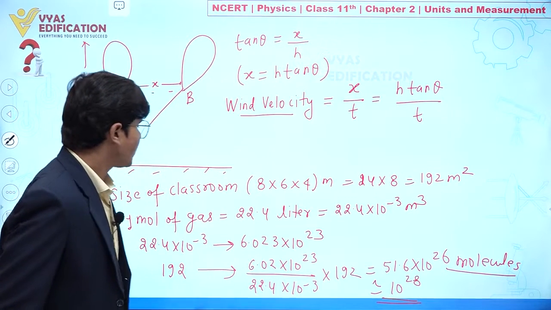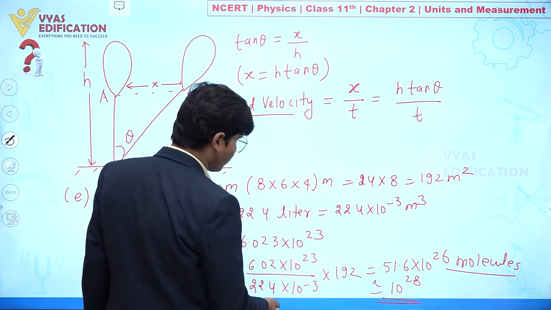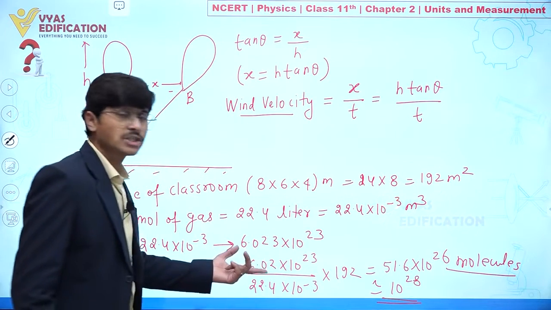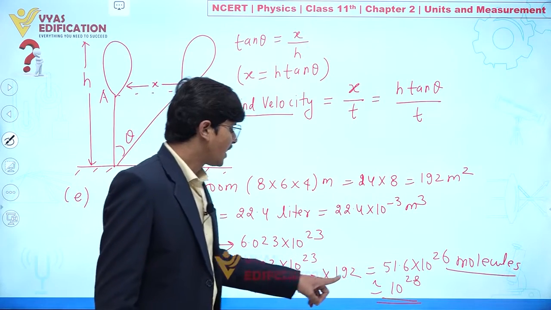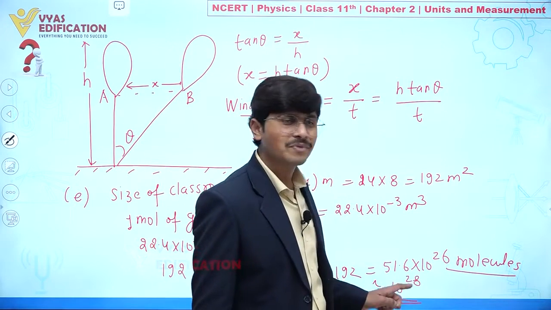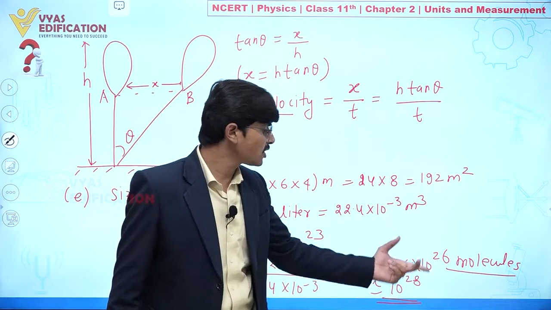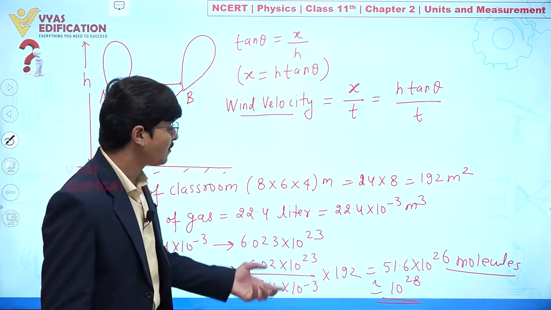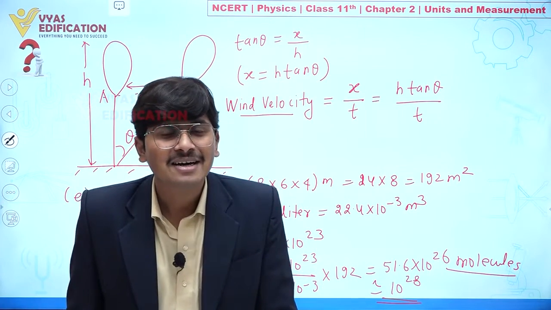So actually you can directly see 192 divided by 22.4, and this is 6.02. If you calculate it, let's suppose near about 4, and this is near about 50. So the exact answer you will find is 51.6 into 10 to the power 26, and near about total 10 to the power 28 air molecules are present in a classroom.